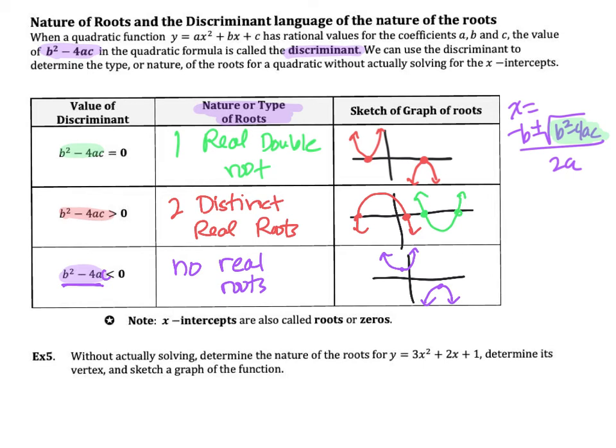So look at example 5, pause, try it on your own, do the b squared minus 4ac, and see if you can determine: is it going to have 1 real double root, is it going to have 2 distinct real roots, or is it going to have 0 real roots, no real roots?